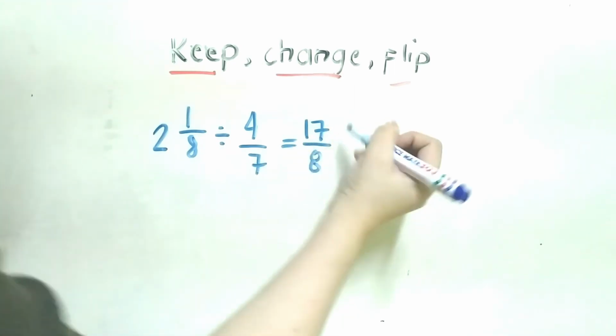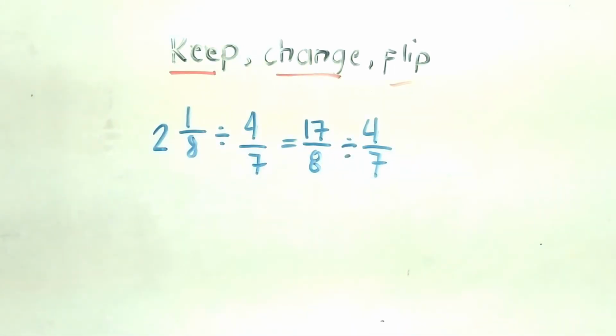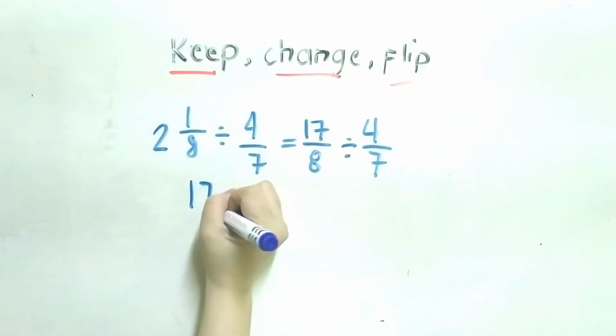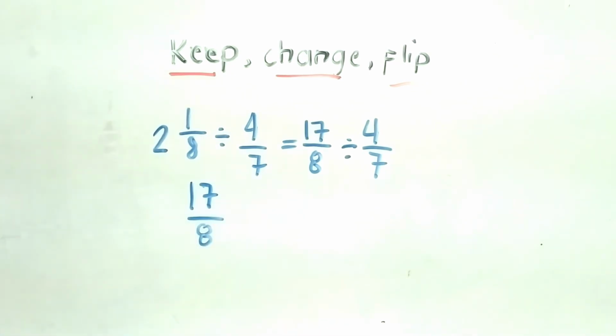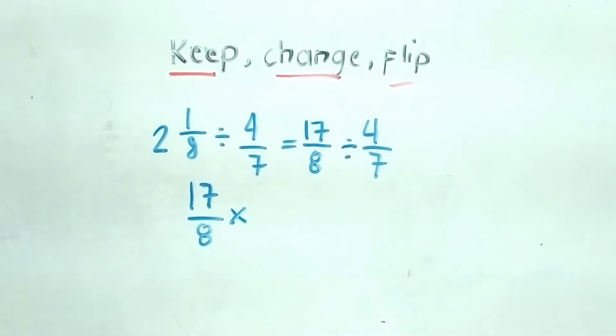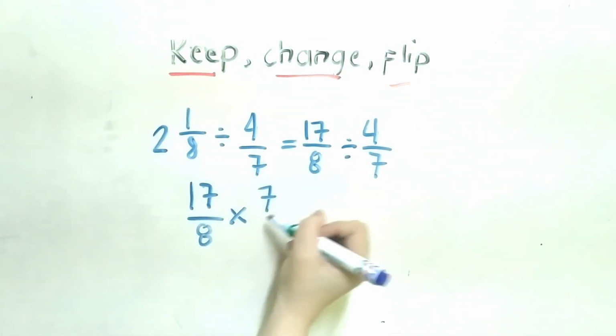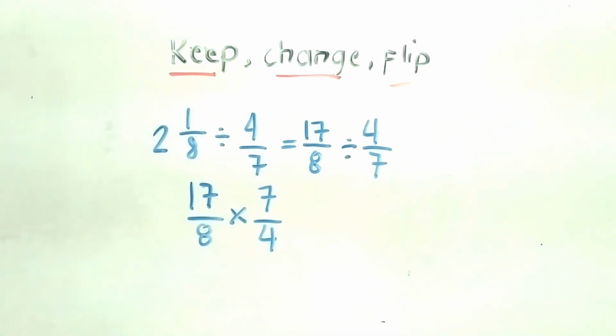Then, divide sa 4 over 7. So, nakuha na natin yung improper fraction ng mixed number. Now, gawin natin ang keep, change, and flip. So, keep natin yung 17 over 8. And then, change natin ang division to multiplication. And then, flip. 4 over 7, magiging 7 over 4. Nasundan?